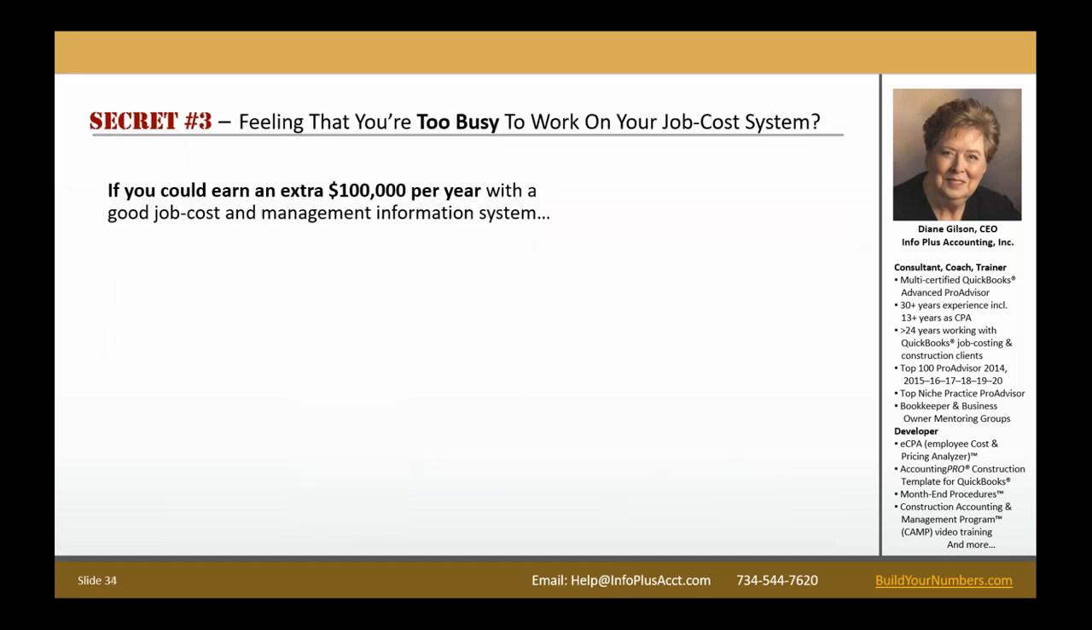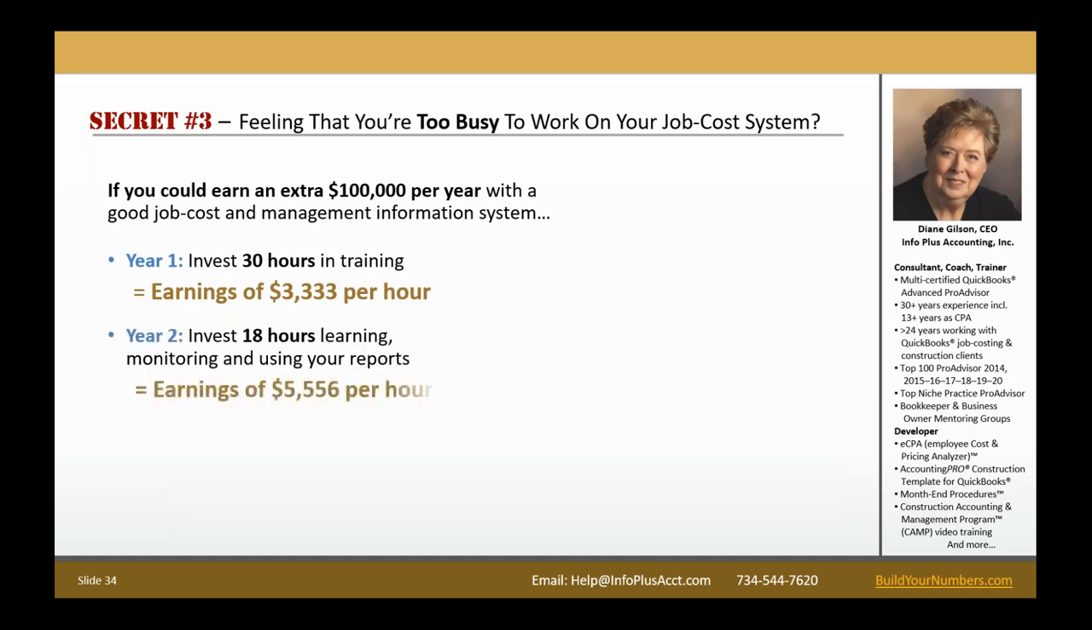Okay, maybe you're thinking that you're too busy to work on your job cost system. I hear that regularly. Now, I'm just going to do some math here. If you could earn an extra $100,000 per year with a good job cost and management information system, and let's say in year 1 you invest 30 hours in training, that means you're earning $3,333 per hour. In year 2, you don't have to put in quite as much time, but you're still doing some learning and you're starting to monitor and use your reports. So you're well over the $5,500 an hour earnings.